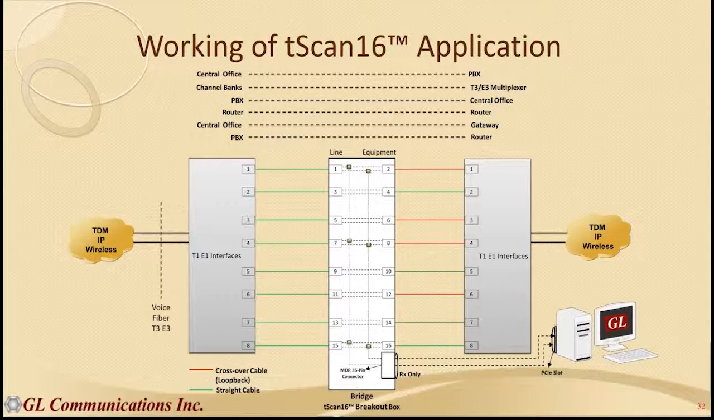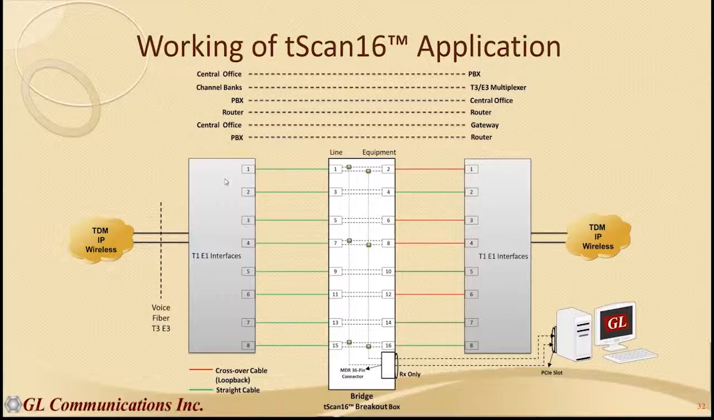So this kind of shows you that we have two different ways of using this breakout box between T1/E1 interfaces. One is the bridge mode, meaning that you could put this box in the middle between, for example, a central office, channel banks, a PBX, a router, and perhaps some other entity on the other side. This could all be at one facility.